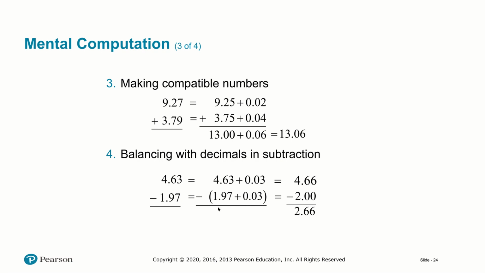In this subtraction here, we notice that if the 1.97 was actually only 0.03 more, I would have a nice 2.0. But notice that here, I would have to factor out the negative, so I'm actually subtracting a negative 0.03 here. So that's why we need to add it up there to balance it out so that the problem is not changing, it's just changing the way it looks, right? So then we end up with 4.66 minus 2, which is easily handled as 2.66.